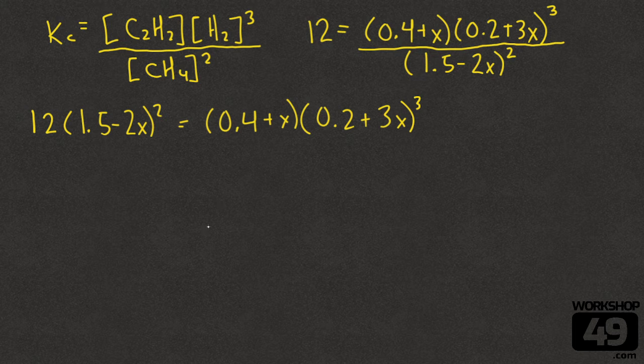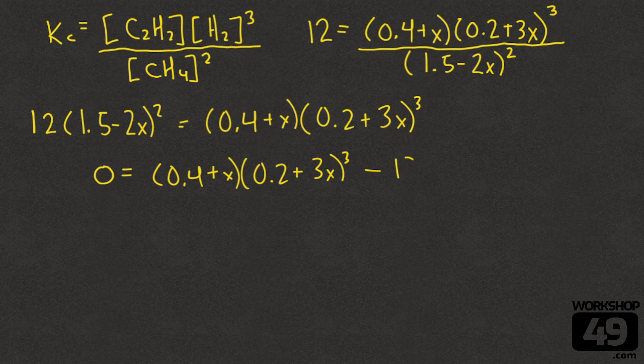Because what we are going to do is bring all of this on the left over to the right-hand side. And yeah, we probably could have done it up here in one step, but I kind of like the way this looks better, and it makes me happier about putting it in a graphing calculator. So I'm going to subtract both sides by this 12 multiplied by 1.5 minus 2x squared, and it's going to leave us with 0 equals 0.4 plus x multiplied by 0.2 plus 3x cubed, subtract 12 multiplied by 1.5 minus 2x squared.